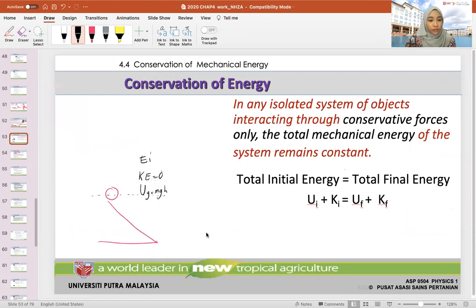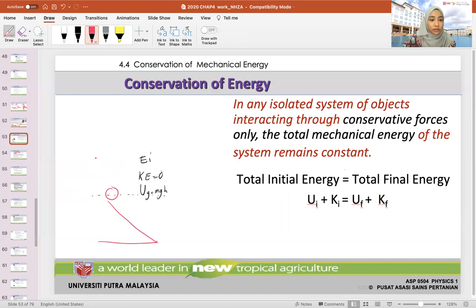Okay, so we started with this ball on an incline. I want to know what is my initial energy for this system. The system is the ball, not the incline. The ball is not actually attached to the incline. It's just rolling off the incline. Consider the incline as just a road. So the ball is the system.